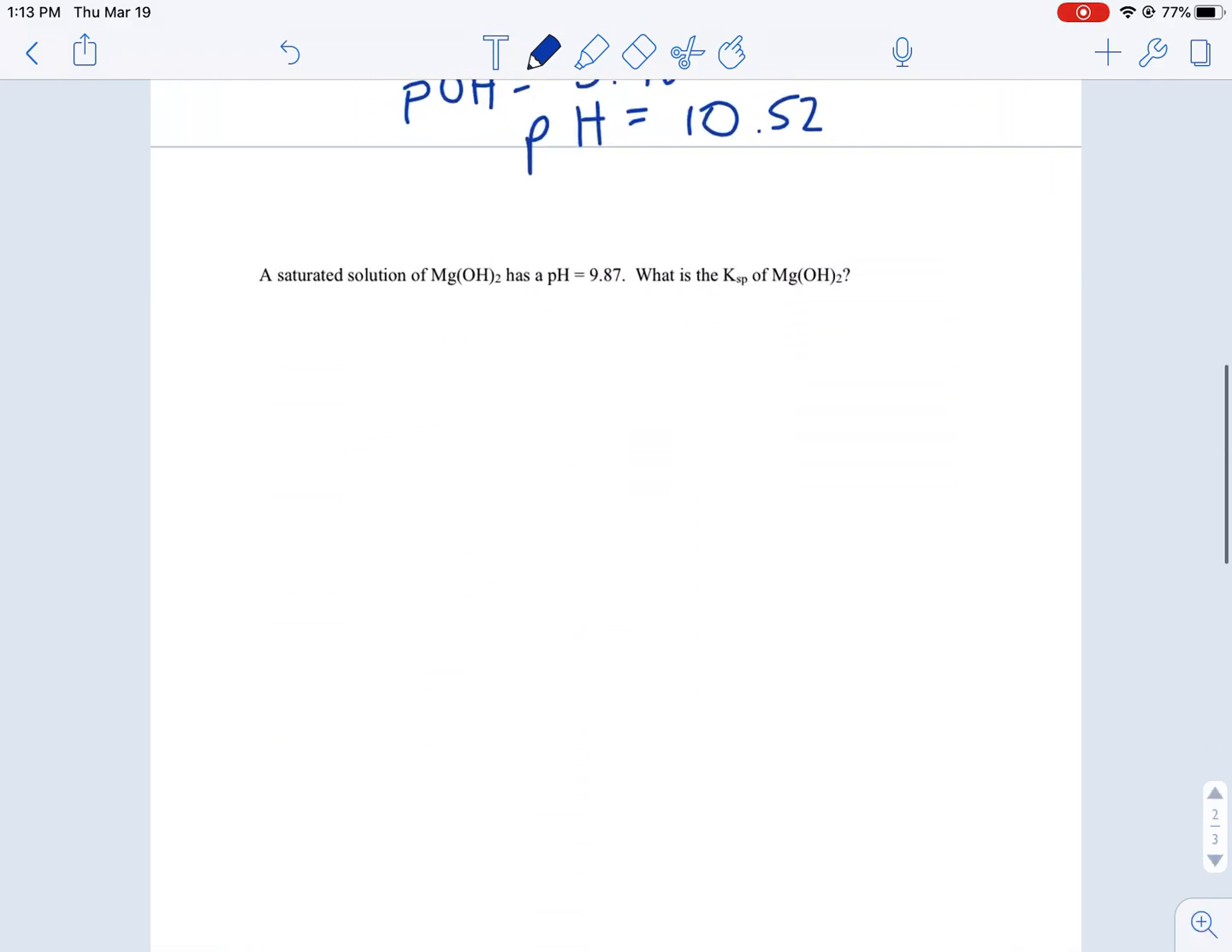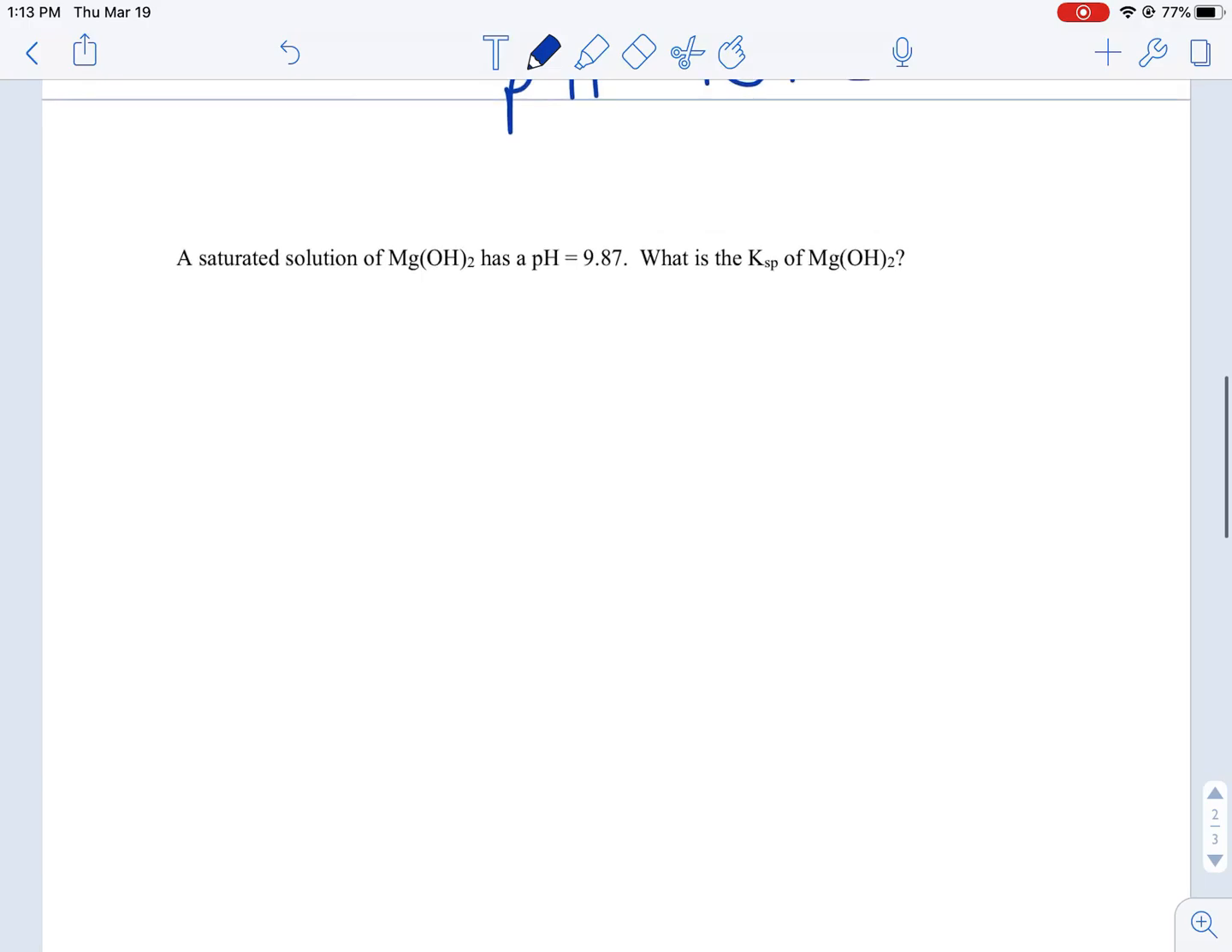In the second problem, we're just going to be going in the reverse direction. So again, our goal is to get a KSP value. So with this pH, again, we can use our acid-base equations, and we can get a hydroxide ion concentration. If we know one of the ion concentrations, then we can use the balanced equation, and we can plug into an equilibrium expression to get a K value.